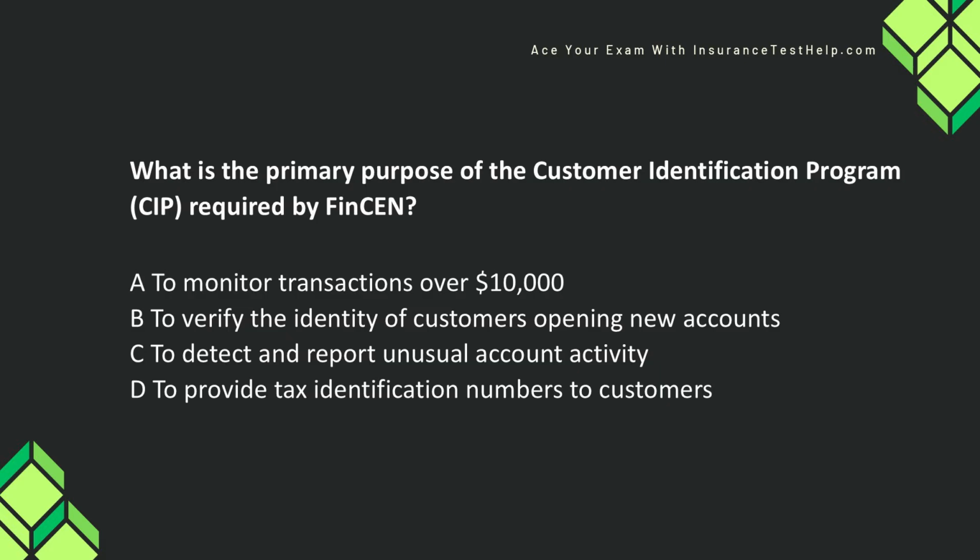What is the primary purpose of the Customer Identification Program, CIP, required by FinCEN? A, to monitor transactions over $10,000. B, to verify the identity of customers opening new accounts. C, to detect and report unusual account activity. Or D, to provide tax identification numbers to customers.